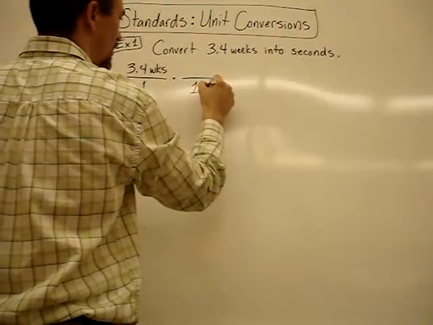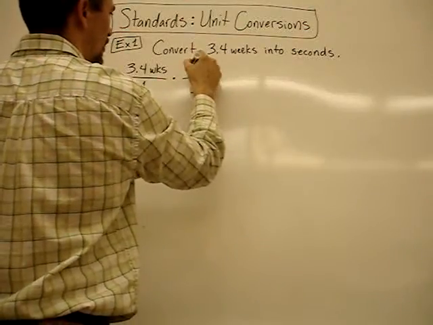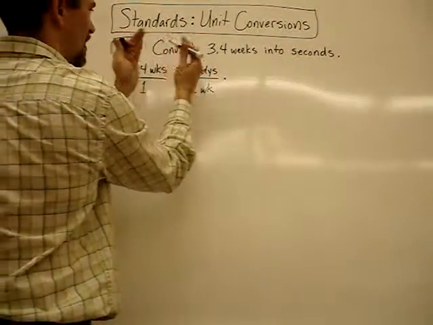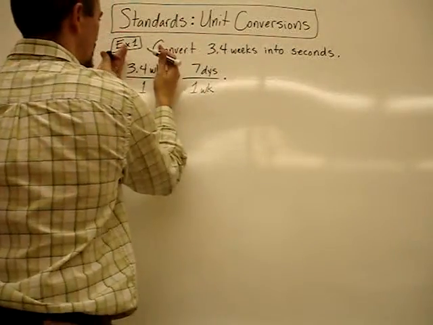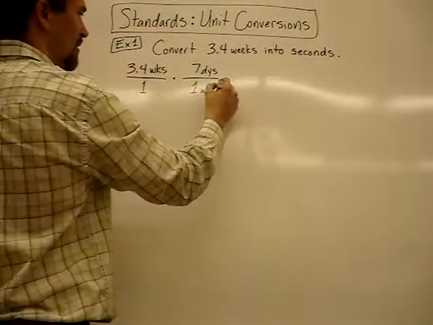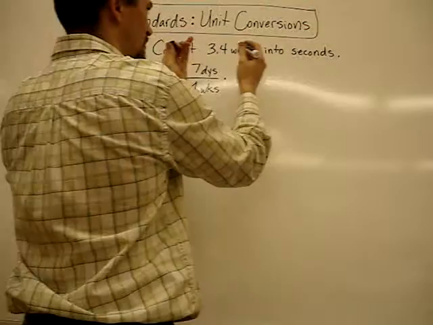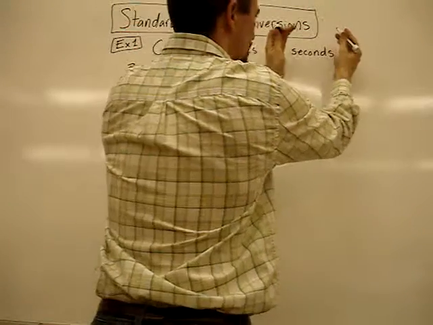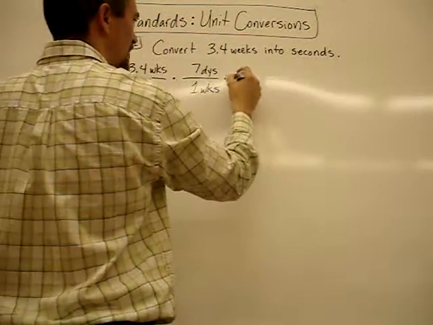1 week, there are 7 days. So this times this doesn't change this because this is just a 1, but it's going to change the appearance of this value, which is what we want. We want to change the appearance of 3.4 weeks and see what it appears to be in terms of seconds.